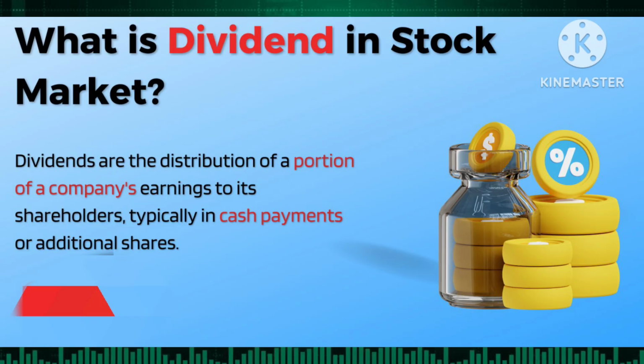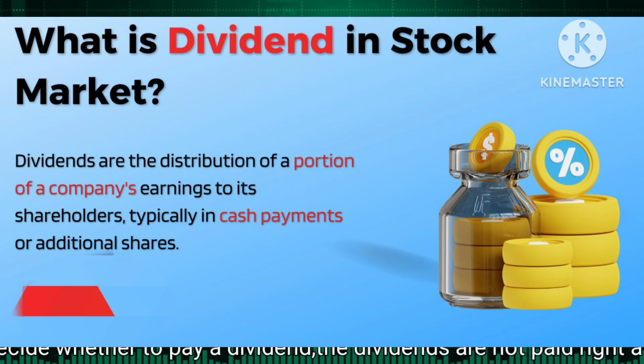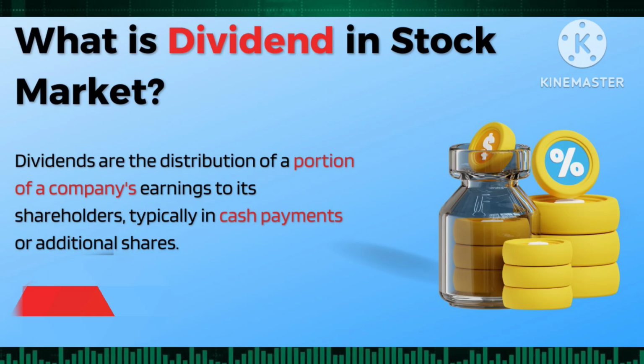The dividends need not be paid from the profits alone. If the company has made a loss during the year, but it holds a healthy cash reserve, it can still pay dividends from its cash reserves. The company's board members at the annual general meeting decide whether to pay a dividend. The dividends are not paid right after the announcement. This is because the shares are traded throughout the year, and it would be difficult to identify who is eligible to receive dividends and who isn't.